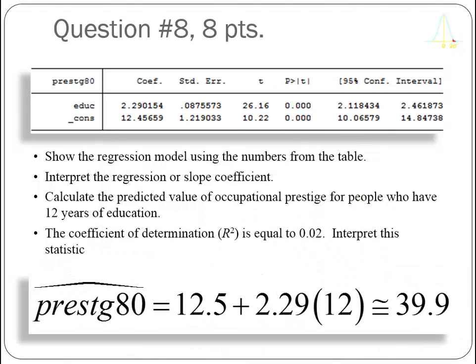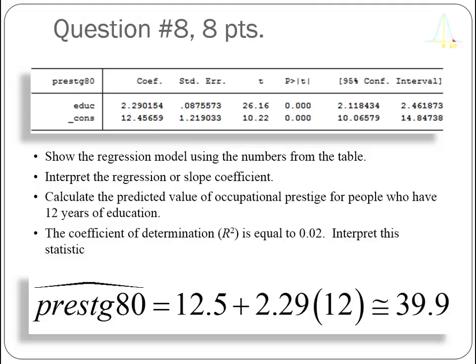We're also going to calculate a predicted value for people with some value on our independent variable. For this example, I've said, well, let's calculate the average occupational prestige for people who have 12 years of education. And simply, we go back to our regression model and plug 12 in for education, 12.5 plus 2.29 times 12. We get a predicted value, or a y hat, an estimated value of occupational prestige of 39.9.